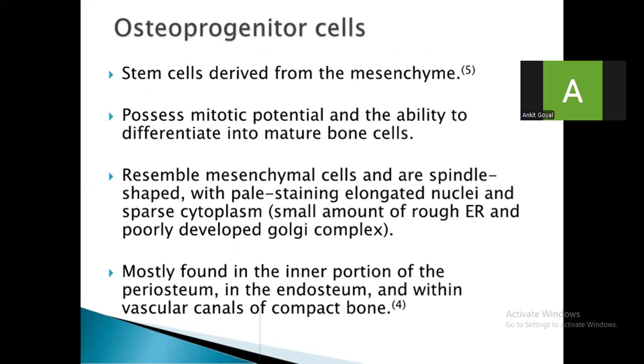Osteoprogenitor cells are stem cells derived from the mesenchyme. They possess mitotic potential and the ability to differentiate into mature bone cells. They resemble mesenchymal cells and are spindle-shaped with pale staining, elongated nuclei, and sparse cytoplasm. These are mostly found in the inner portion of the periosteum, in the endosteum, and within vascular canals of compact bone.